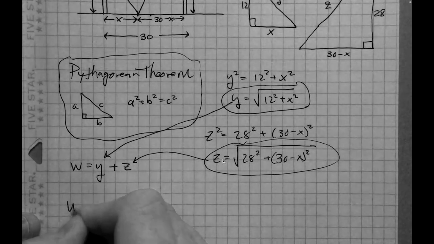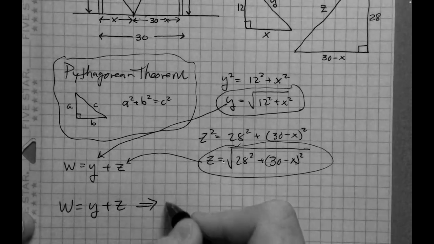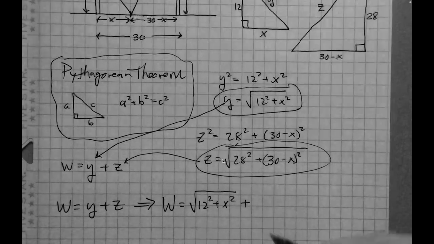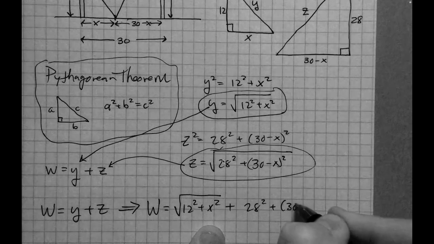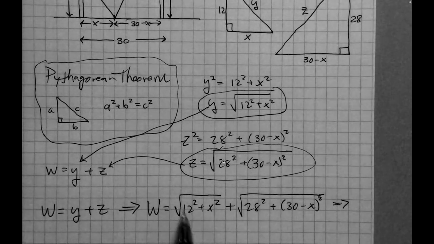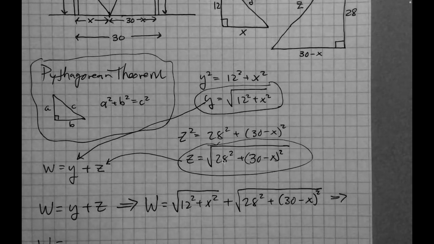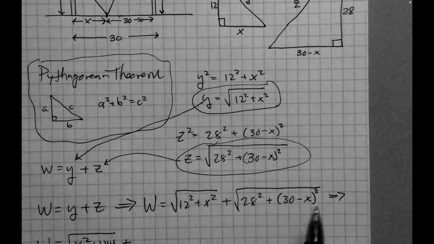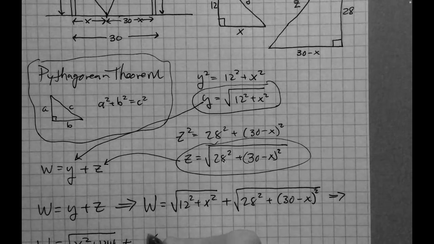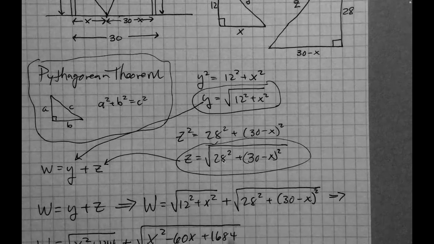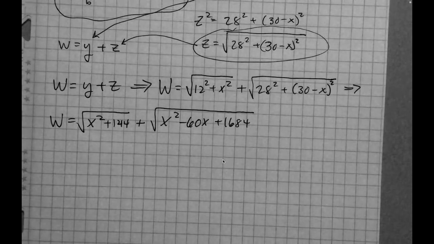So now let's do that. Let's figure out that w. So w equals y plus z. So that means w is equal to this. So the square root of 12 squared plus x squared plus the square root of 28 squared plus 30 minus x quantity squared, like so. All right. Let's get rid of the 12 squared, the constant square. So w will equal the square root of x squared plus 144 plus, now this thing here, you have to get out a calculator and calculate some of these squares, they're a little big, but it's basically the square root of x squared minus 60x plus 1684. So bigger numbers here, but they're just numbers, no worries.